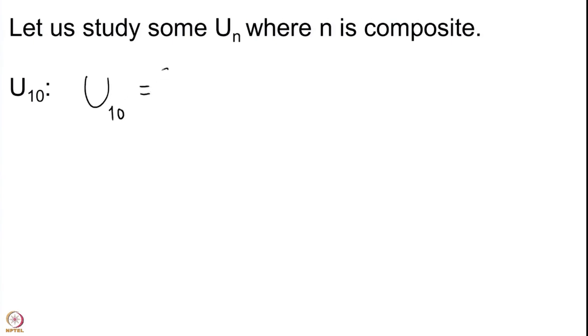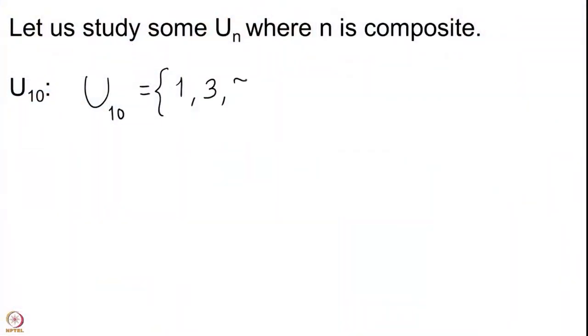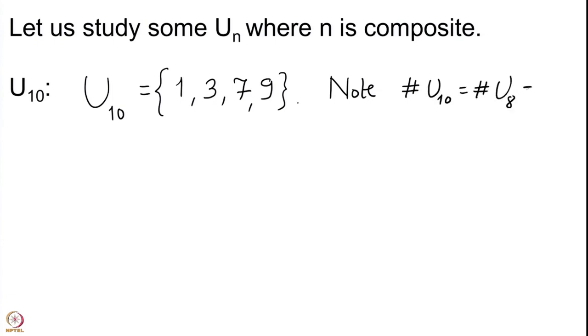So in U10 we should not write the even elements, because 2 divides 10, but we should also make sure that 5 does not come. So the only elements you have are 1, 3, 7 and 9. So note first of all that the cardinality of U10 is equal to the cardinality of U8, which is 4. This is one small observation, because of course we have that phi 10 is equal to phi 8, which is equal to 4. And here now let us try to compute orders of 3.